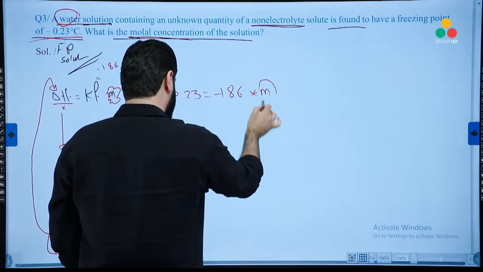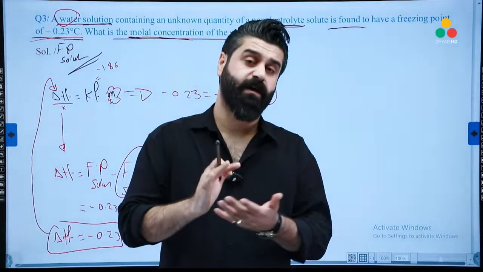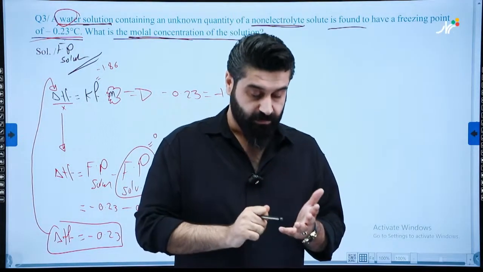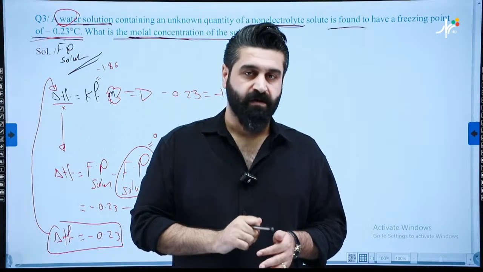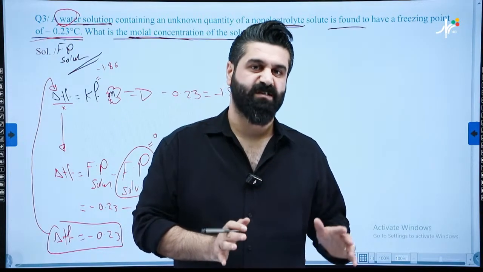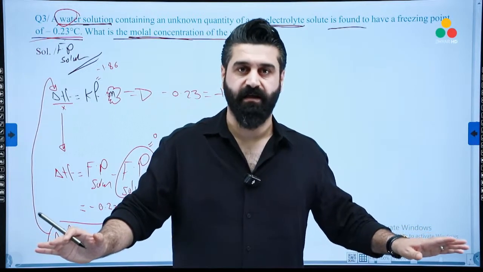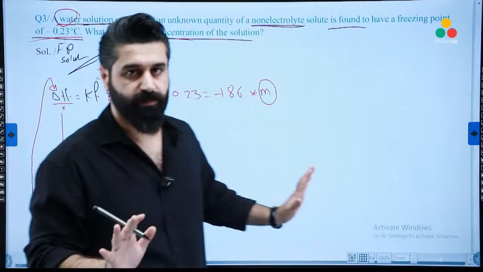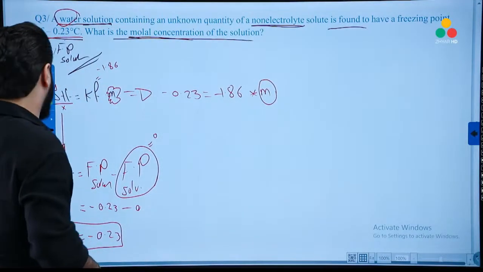Remember, the result of molality must always be positive. The following things are always positive: molality, molarity, mole number, mass, volume. These are always positive values. It is impossible to get any of them negative. Be careful, please. Okay. So use your calculator, you'll get the right answer.